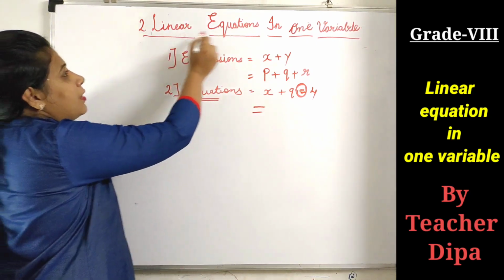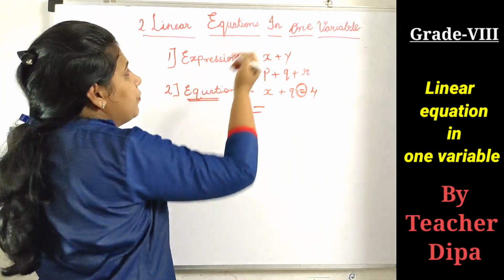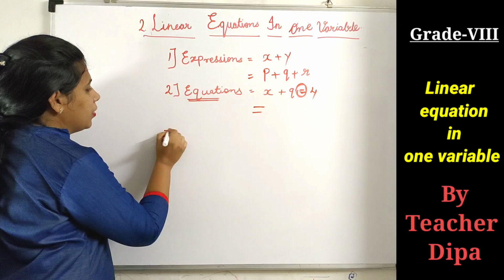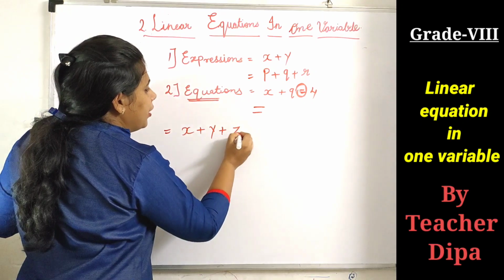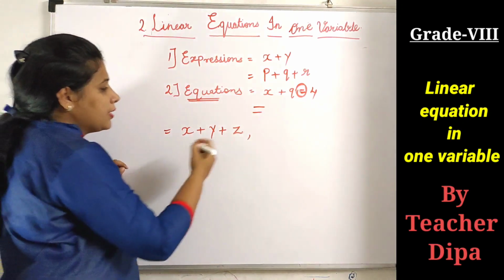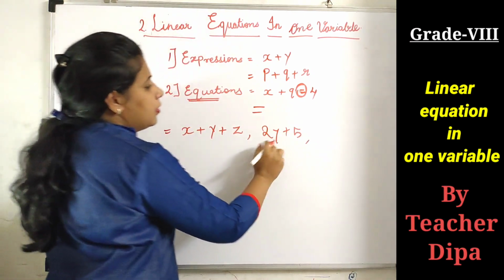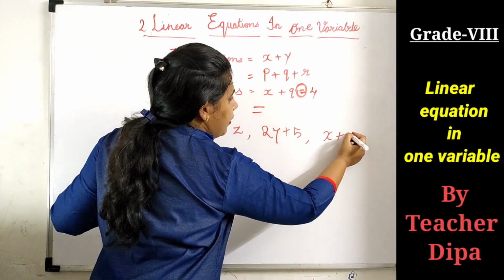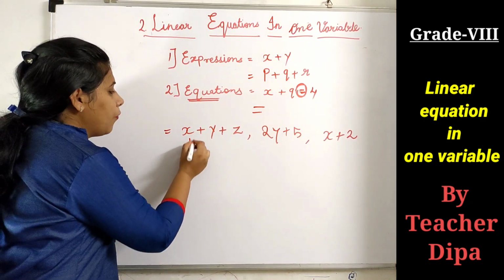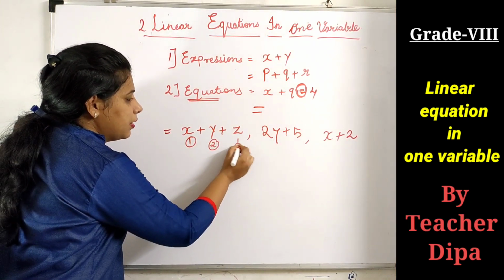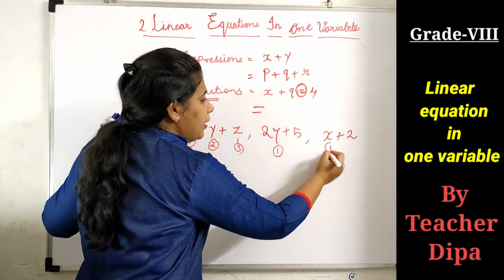Now, what is the linear equation in one variable? We know equation, and in one variable it means your expression should have one variable. Now you can see here it is x plus y plus z. Here I am going to write x plus 2. So what is happening here? This is 1 alphabet, this is 2, this is 3 alphabets. Here the alphabet is again 1, and here again it is 1.